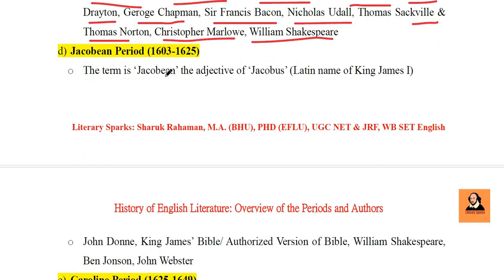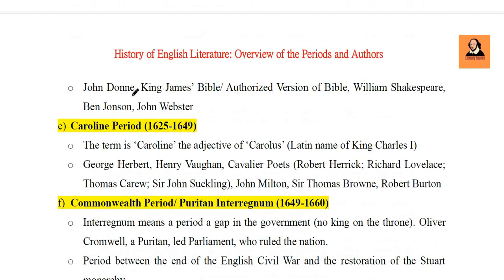Then we have the Jacobean period from 1603 to 1625. During that time, King James the First of England reigned. Now, why is this called Jacobean? Jacobean is the adjective of Jacobus, and Jacobus is the Latin name for James. Now, who are the major writers in the Jacobean period? John Donne, the father of the metaphysical poets. Then the King James Bible, or Authorized Version of the Bible, was published in 1611. This was a major achievement in English prose. Then obviously William Shakespeare, his later works also come under the Jacobean period. Then Ben Jonson and John Webster.